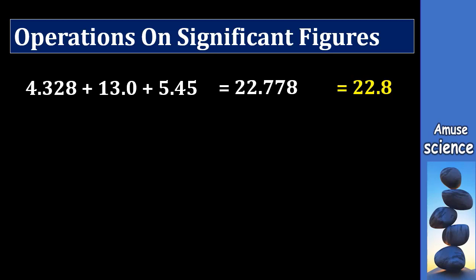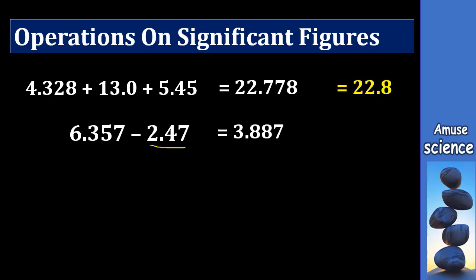Now let's do a subtraction. 6.357 minus 2.47. When you subtract, we are going to get 3.887. But the least number of significant figures in the question is 3, which is the 2.47. And so our answer must also be in 3 significant figures. In this case, we are going to get 3.89.